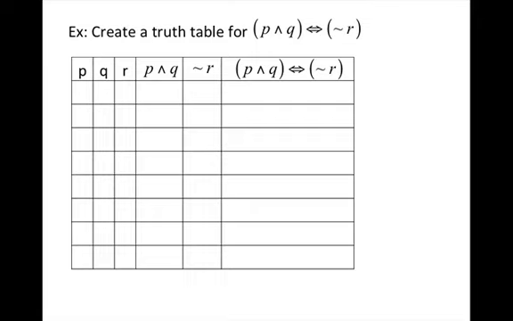Well, fill in your values for P, Q, and R. P is true, true, true, true, false, false, false, false. Q is true, true, false, false, true, true, false, false. And R alternates true, false, true, false, true, false, true, false.